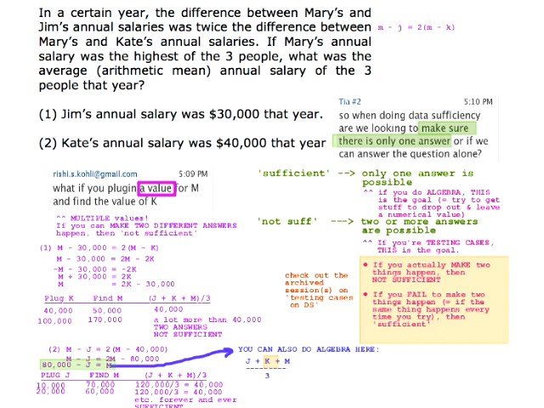So that's j, and then k is just 40,000 in this, and then m is 80,000 minus j. Oh, hey, look, the j's are gone. And so that's a single number, which makes it sufficient. You don't even have to bother calculating what the single number is.